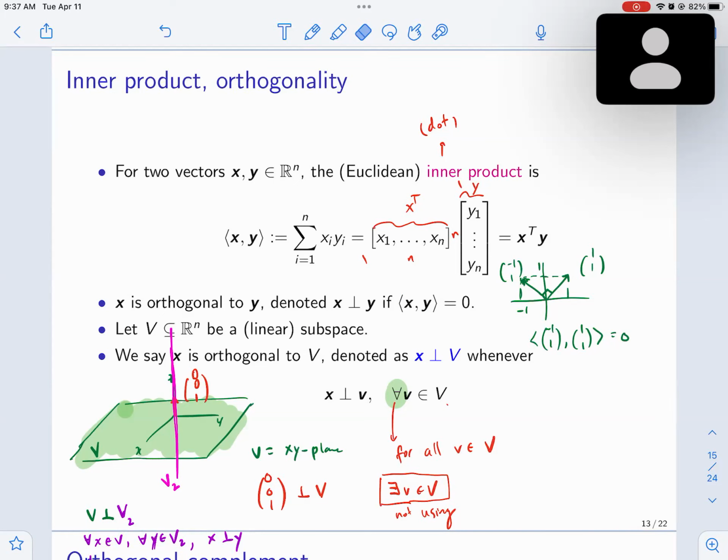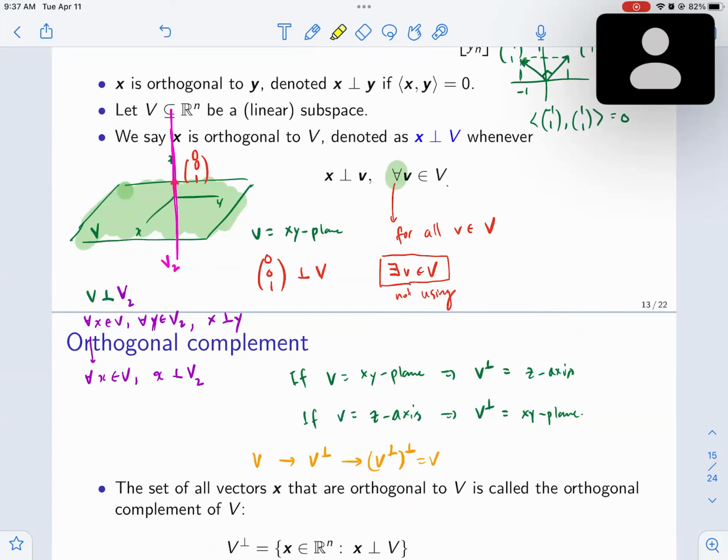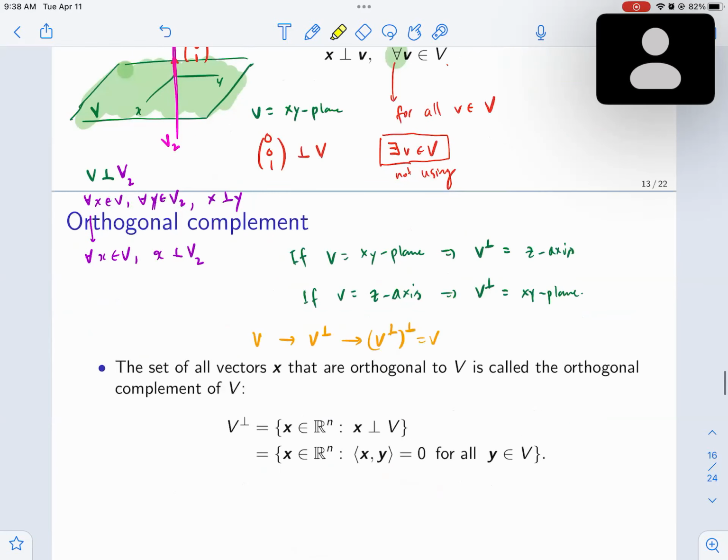And then we define what it means to be orthogonal to a subspace. So a vector is orthogonal to a subspace if it's orthogonal to every element in the subspace. And then you can also define orthogonality of two subspaces by saying that V1 would be orthogonal to V2 if every vector in V1 is orthogonal to every vector in V2.